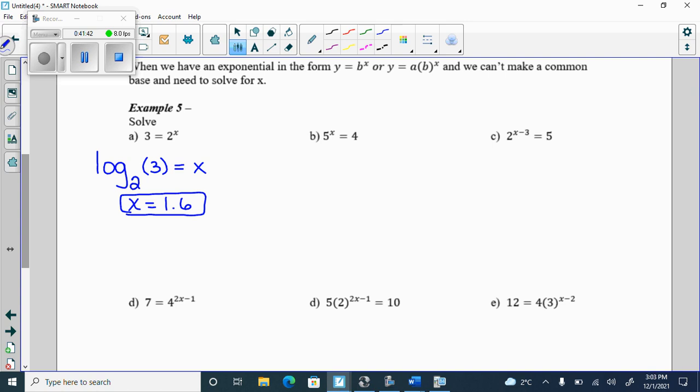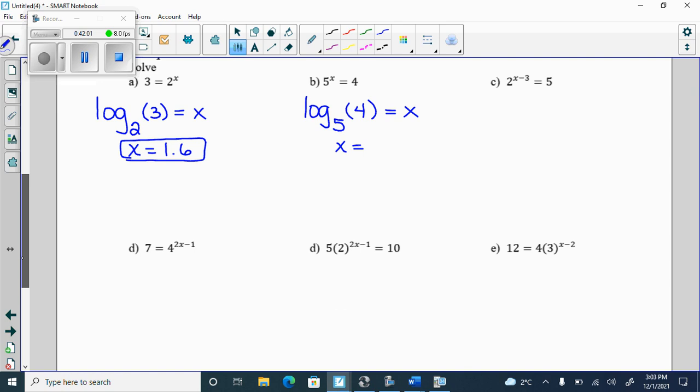What about B? We're going to go log base 5 of 4 equals x. And what does x equal? That makes sense. It has to be less than 1 because it's 5 to what power gives you 4.